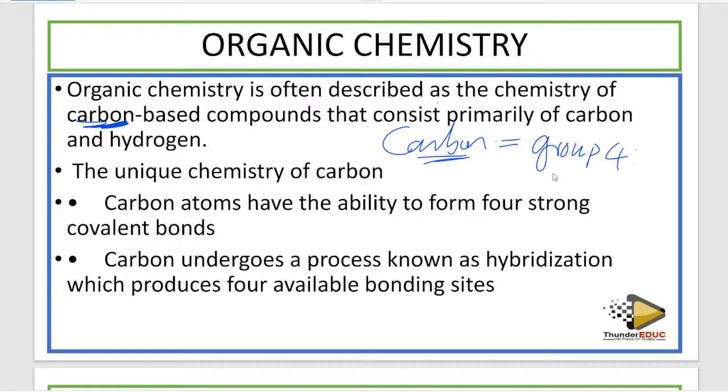It means that it is able to donate or to share the 4 electrons which are remaining. Remember, it is supposed to be 8 on the outermost shell, but because it is found in group 4, it is remaining with 4 electrons to become 8 to be stable. So it is found in group 4, and because of that, it has unique characteristics which I'm going to share with you, and that is going to make us understand the concept of organic chemistry.